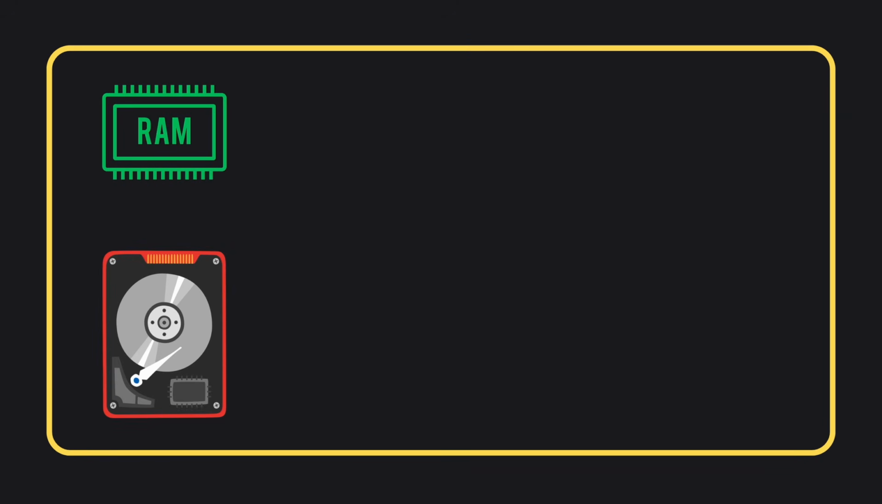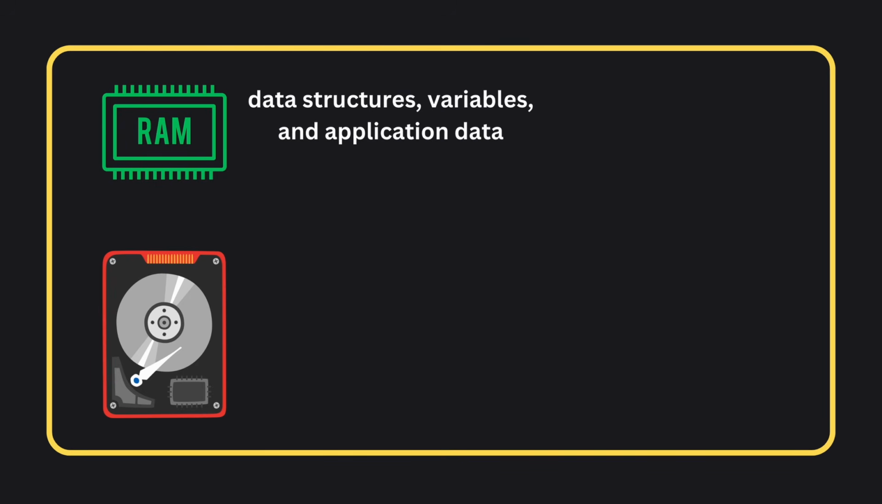The next immediate access point after disk is the RAM or random access memory. RAM serves as the primary active data holder and it holds data structures, variables and application data that are currently in use or being processed. When a program runs, its variables, intermediate computations, runtime stack and more are stored in RAM because it allows for quick read and write access.